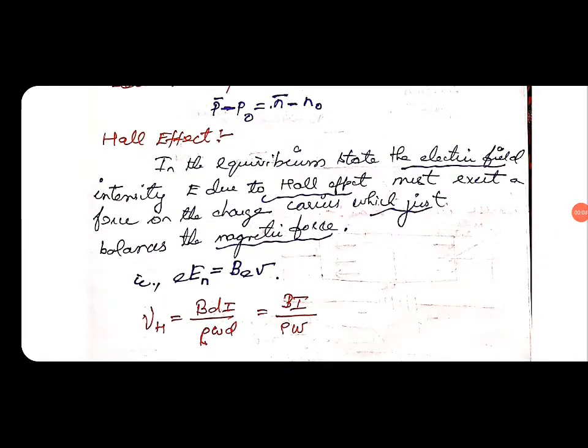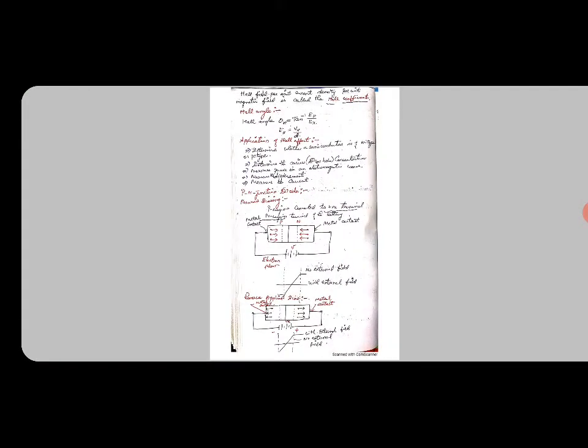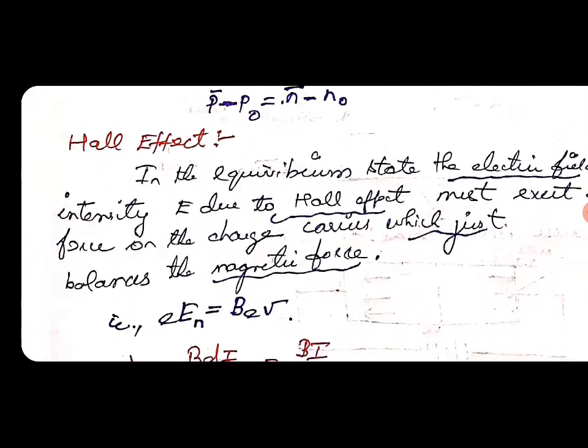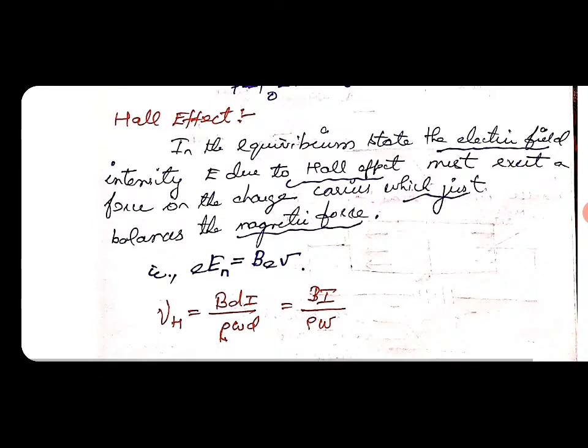Today in this video we can see about Hall effect and then PN junction diode. Okay, first of all, what is Hall effect? Hall effect can be stated as: in the equilibrium state, the electric field intensity E due to Hall effect must exert a force on charge carrier which just balances the magnetic force. That is, the Hall effect can be given as EH is equal to BeV.